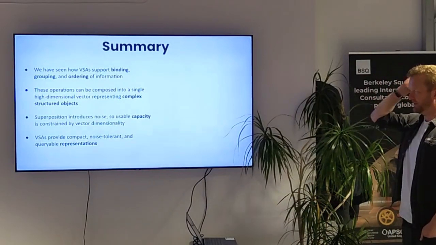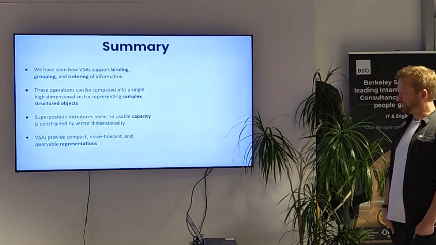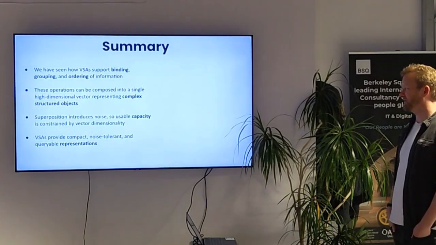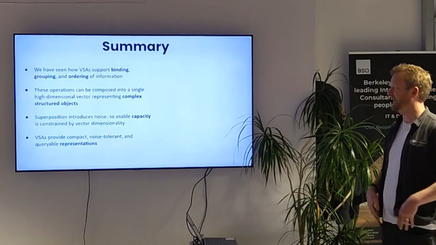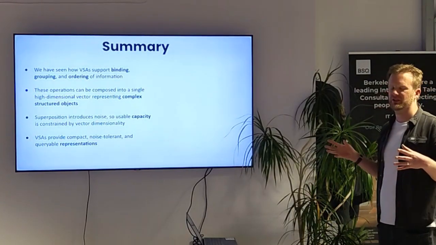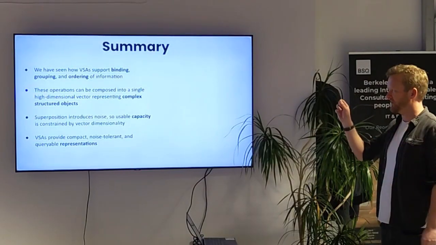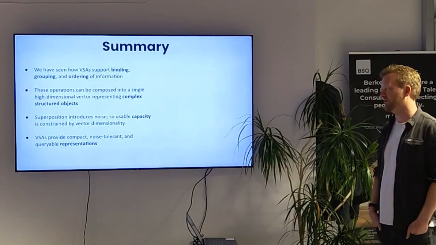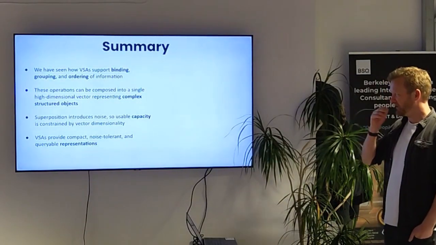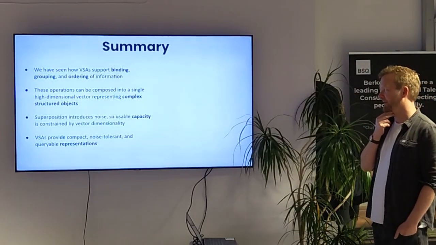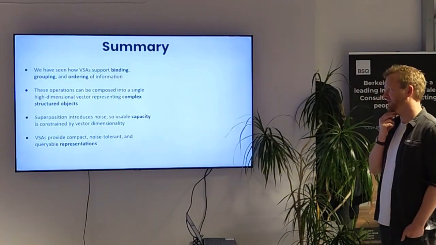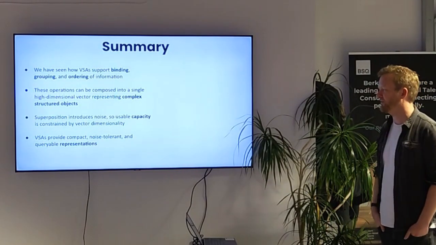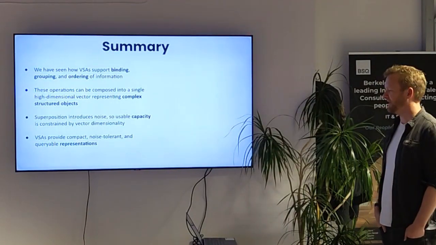Okay, I couldn't find a good graphic for this slide, so it's just blank space. So we can do binding, we can do grouping, we can do ordering of information, and as I briefly mentioned, we can use these operations connected together. We can have a list of objects that would then squash into a single point. So we can create very complex structured objects in high-dimensional space. As was mentioned, there is a capacity issue, which is constrained by dimensionality and also the cleanup mechanism that you're using. But ultimately, there is this compact, noise-tolerant way that we can represent and query these representations.